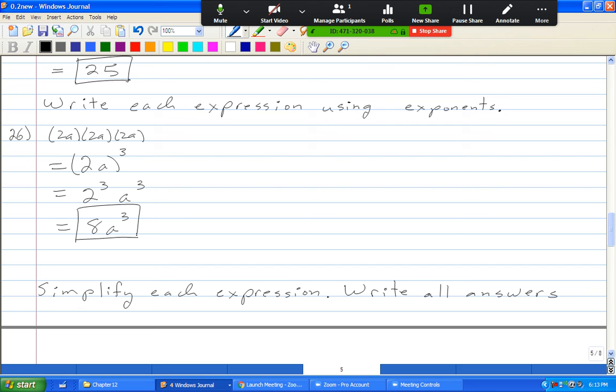I could have left it in the second form, but usually if we can evaluate something like 2 cubed, because it's a nice small easy quantity to compute, we usually compute it. So 8a cubed.